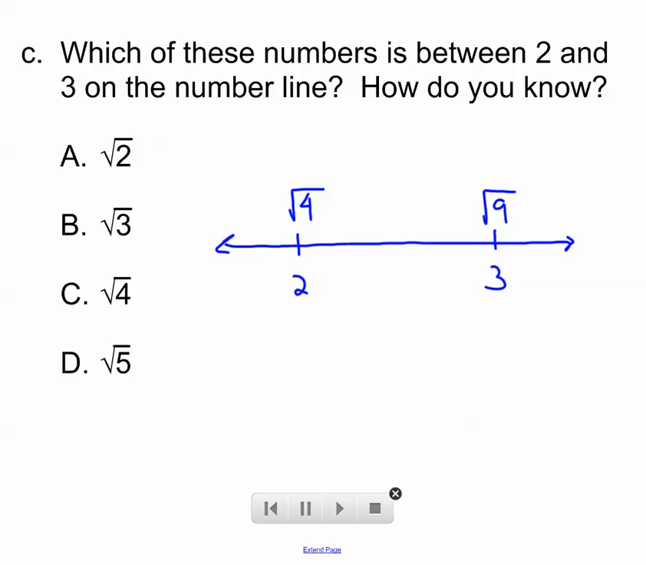So anything between 2 and 3 would have to be between the square root of 4 and the square root of 9. Square root of 2 is less than 2. The square root of 3 is also less than 2. Square root of 4 is 2. Square root of 5, yeah, that's between the square root of 4 and the square root of 9, making it between 2 and 3.